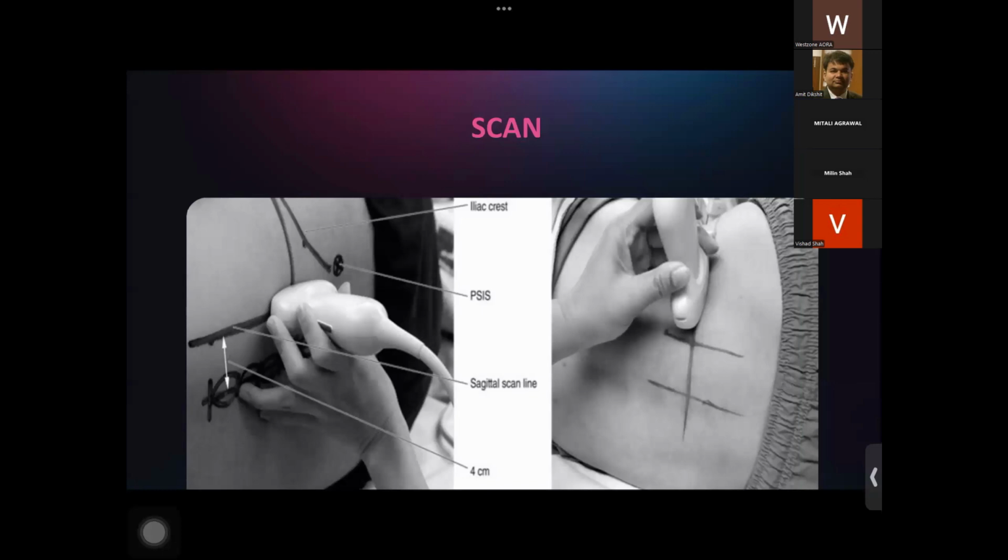So the first picture is that of a parasagittal scan, and the second picture shows a transverse oblique scan. The patient lies in a lateral decubitus position here. The probe used here is a curvilinear probe.